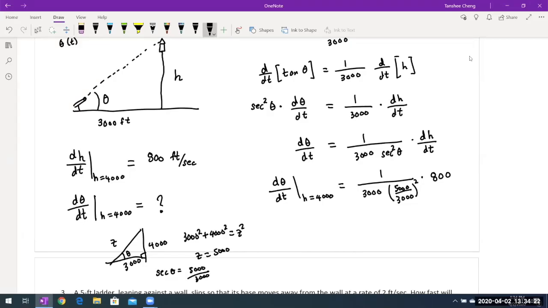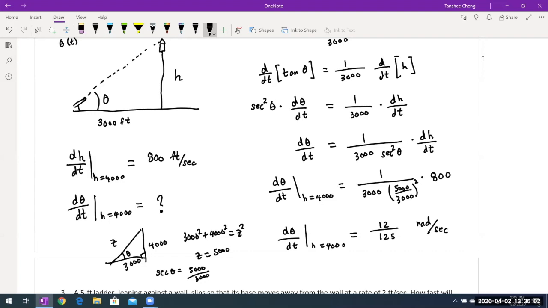Finally, when I put this into the calculator, or compute it by hand, and simplify everything, this is the result you will get: 12 over 125. Since this is dθ/dt, the rate of change in the angle, it is going to be in radians per second. That's what it's changing.